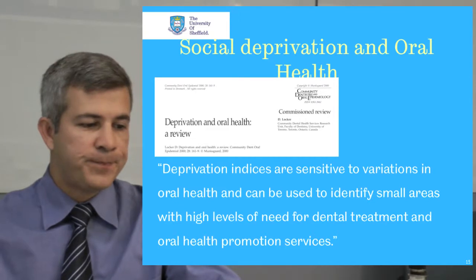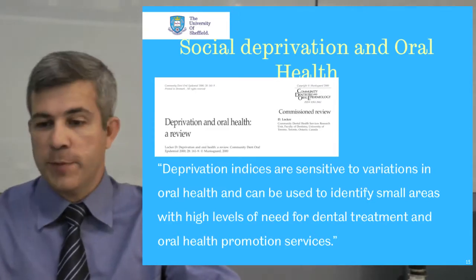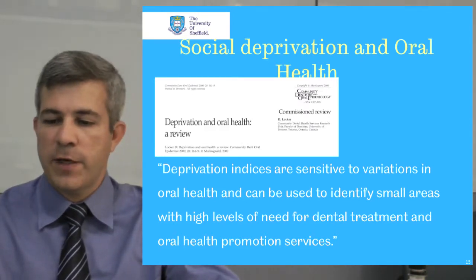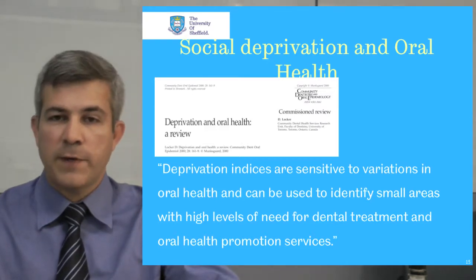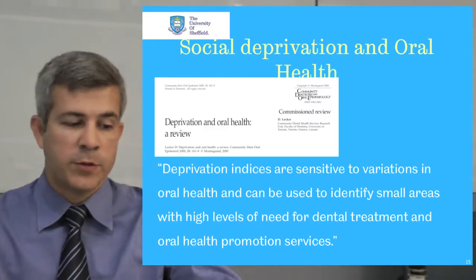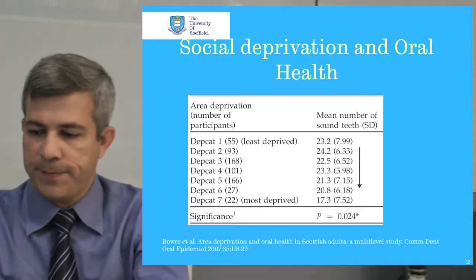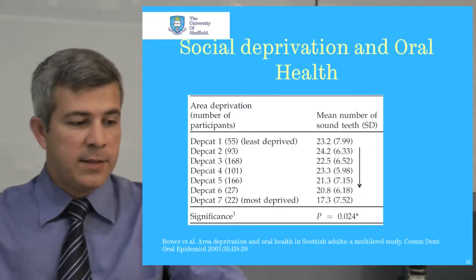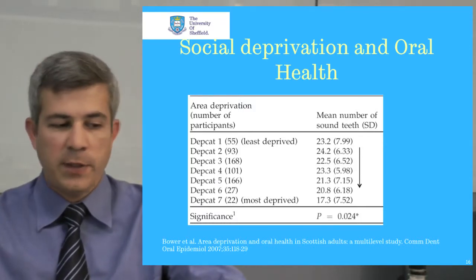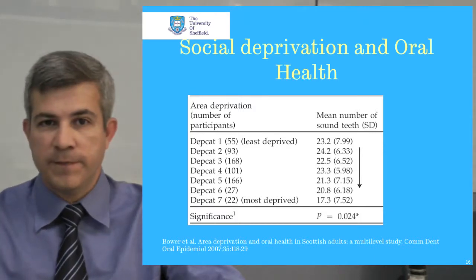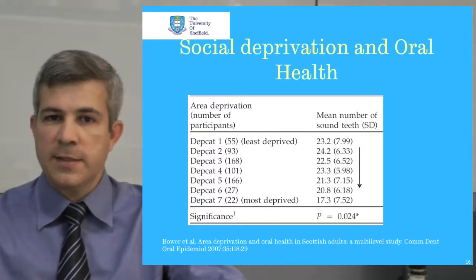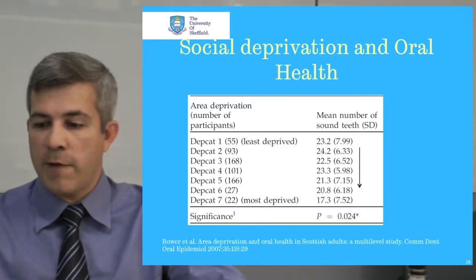Going to oral health, Locker's review article on social deprivation and oral health concluded that social deprivation indices are sensitive to variations in oral health and can be used to identify small areas with high levels of need for dental treatment and oral health promotion services. A study on social inequalities in oral health in Scotland showed a clear gradient between area deprivation and number of sound teeth. On average, people living in the poorest area had 6 sound teeth less than those living in the more affluent area.